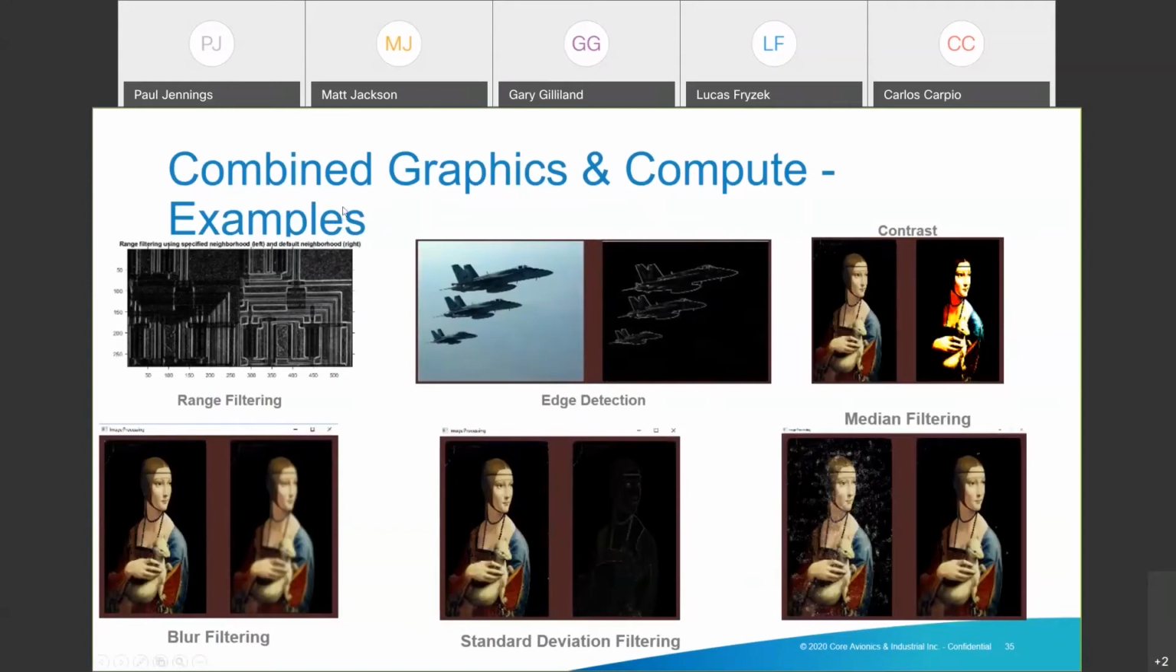So on the slide here, you can see an example of some GPU-based compute operations. So there's range filtering, edge detection, contrast adjustment, blur filtering, standard deviation, and median filtering. So these are all operations that assist with doing edge detection on an image, or noise removal on an image, or clarity adjustment on an image. So these are all GPU accelerated compute operations that are accessible through GPU compute-based shaders that wouldn't have been as easy to expose using just vertex and fragment shaders. Next slide, please.